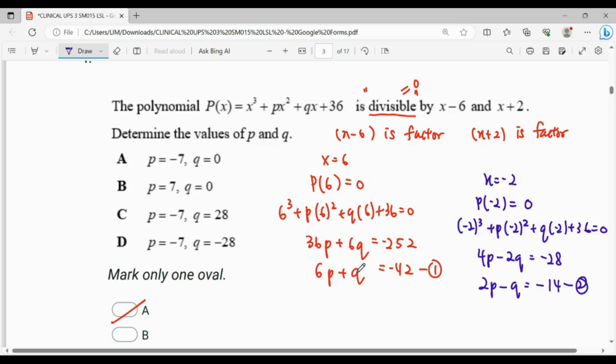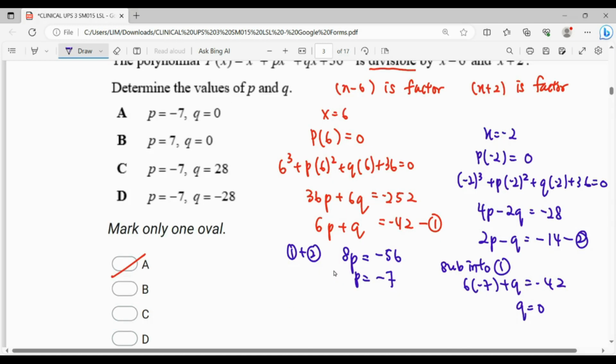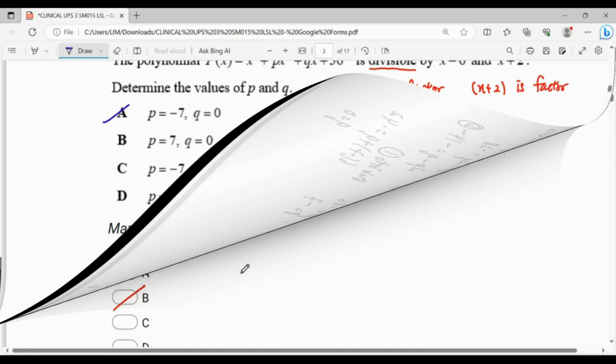We can notice that we have a similar q, so we'll take equation 1 plus equation 2 so that q can be eliminated. Here we get our p as negative 7. Then we substitute back into either equation. So we pick equation 1. So p will be negative 7 and q is 0.